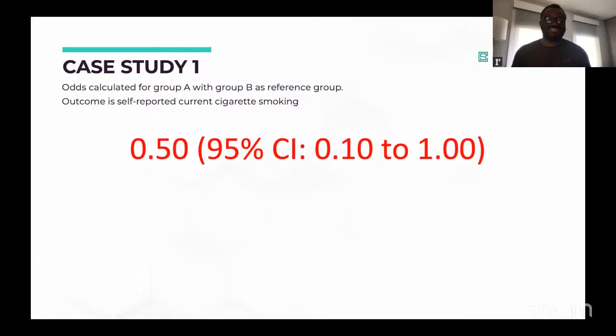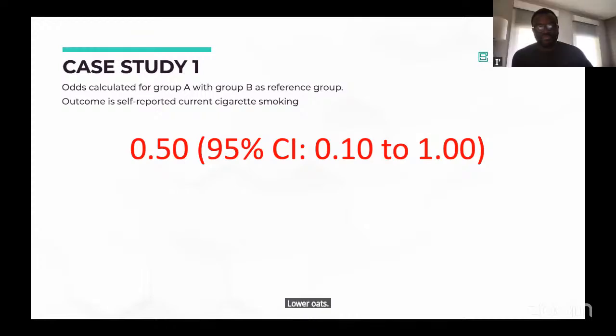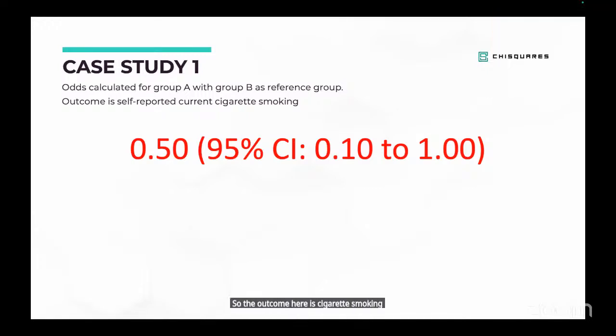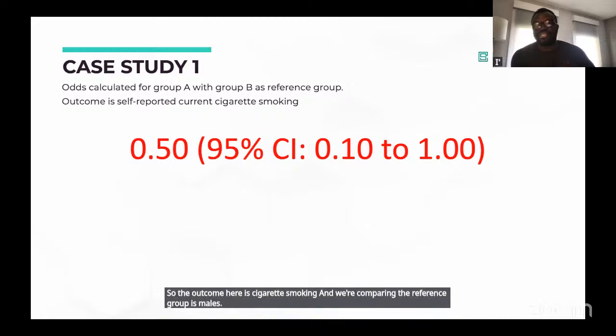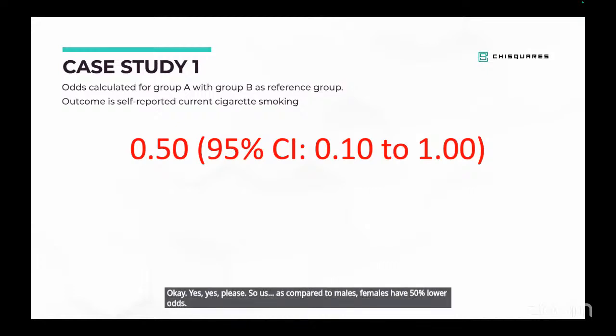Oh, I'm showing the results already. That is so funny. All right. So please go ahead. Yes, so Prof, there is 50% lower odds, or 0.5 lower odds. Okay. So the outcome here is cigarette smoking, and the reference group is males. So these results are for females. So can you say out the full sentence, please? Yes, please. So as compared to males, females have 50% lower odds of smoking cigarettes.